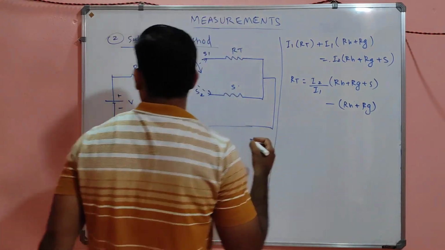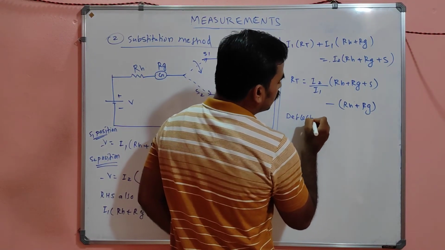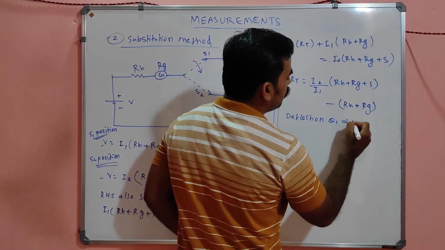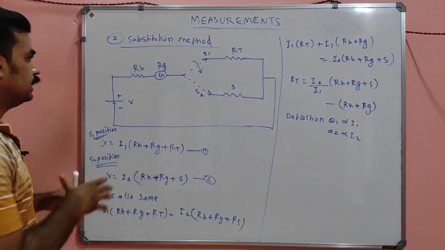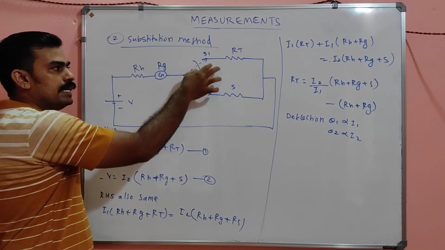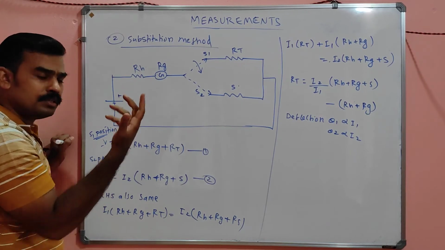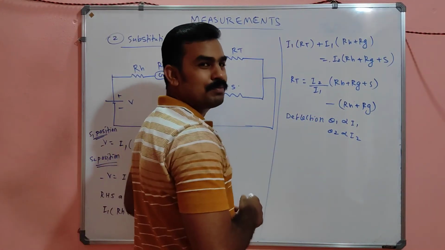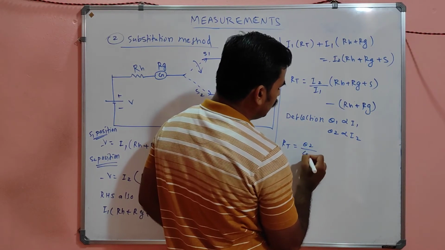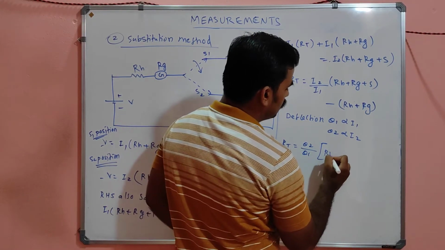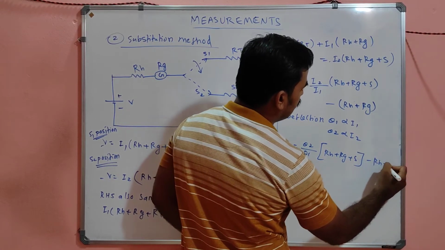And here, see, my dear, the deflection theta 1 is proportional to I1 and theta 2 is proportional to I2. Am I correct? The galvanometer deflection, suppose in S1 position, is proportional to theta 1. Suppose in S2 position, it is proportional to theta 2. So theta 1 and theta 2 are proportional to I1 and I2. So this equation will become RT is equal to theta 2 by theta 1 into RH plus RG plus S minus RH plus RG.